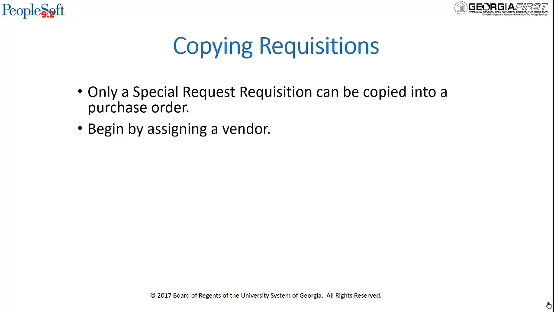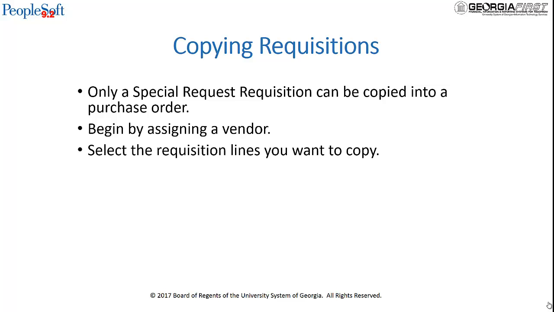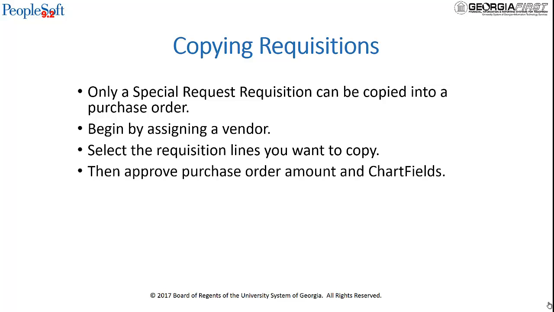If you do want to create a purchase order and copy a special request requisition into it, you begin creating a purchase order by assigning a vendor. Then you select the requisition lines that you want to copy into the purchase order. Once the purchase order has been created and saved, you still need to approve the purchase order amount and purchase order chart fields before it is eligible for budget checking.